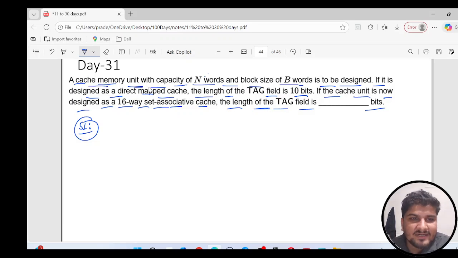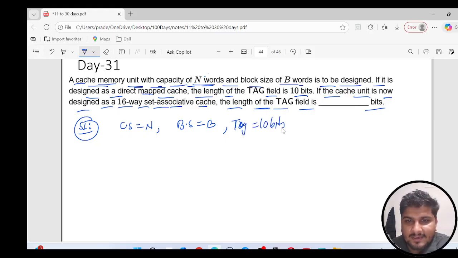So what they are telling, cache first of all, scenario number one: capacity of a cache memory unit with the capacity of n words. So cache size is given, n words. Block size they are giving that is b. If it is designed as a direct mapped cache, the length of the tag field is 10 bits. So we know that 10 bits tag is given.